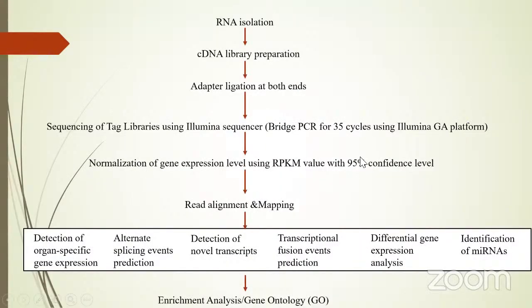Now, if I talk about transcriptomics, transcriptomics basically deals with mRNA. So we have to convert the mRNA into cDNA, and then we add adapters at both ends, and we sequence it just like DNA. In case of DNA, we are using Illumina. Here we can also use Illumina for cDNA.